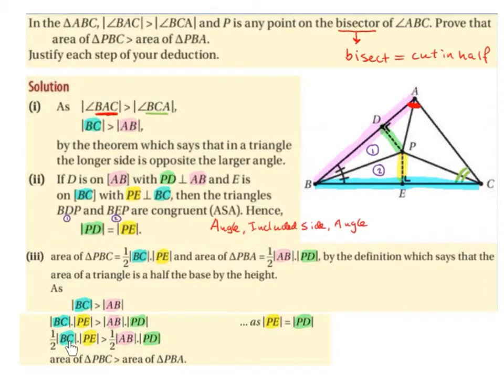And a half times BC times PE is the area of triangle PBC. And a half times AB times PD is the area of triangle PBA. So we have proved that the area of the triangle PBC is greater than the area of the triangle PBA. And that's what we were asked to prove.